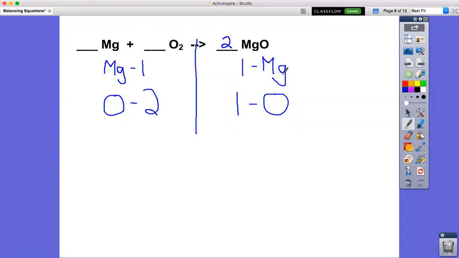Oh, it changed my Mgs, didn't it? My magnesiums. So now my magnesium is 2 and my O's are 2. Well, that balanced my O's, but look at my magnesiums now. So I need to go up here to my magnesium. What am I going to put there? Oh, y'all are ahead of me. A 2. Good. Okay, so then I'm going to change my magnesium to a 2. And now these are balanced and these are balanced. And I got to go up here and put a 1.